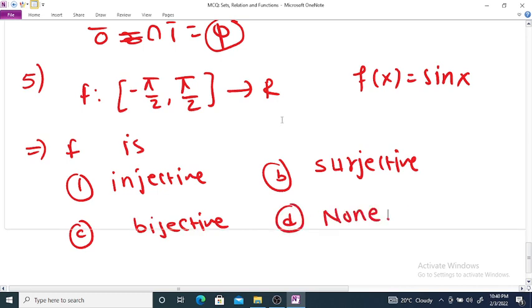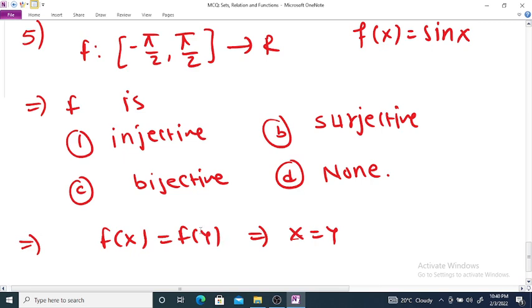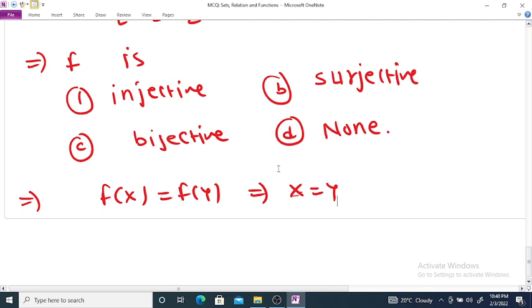When we say it is an injective function, if f of x is equal to f of y implies x is equal to y, then we can say that, or if x is equal to y then f of x is equal to f of y, or if f of x is not equal to f of y then x is not equal to y. This is the definition of an injective function. So now from minus pi by 2 to pi by 2, we want to check whether it is injective or not.